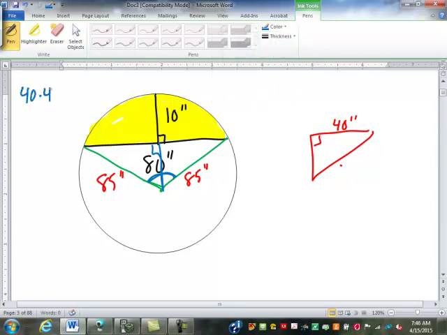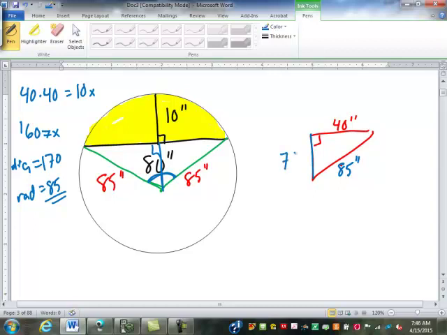40 times 40 equals 10x. Equals, x is 160. Plus 10 to give it a diameter of 170. Gives you a radius of 85. So the 85 is correct. So we have 40 there. This is going to be 85 inches. This side here is 75 inches. Anybody know where that came from?